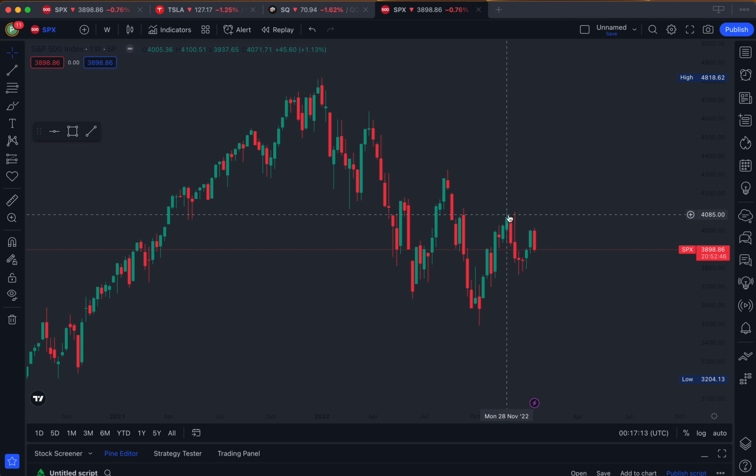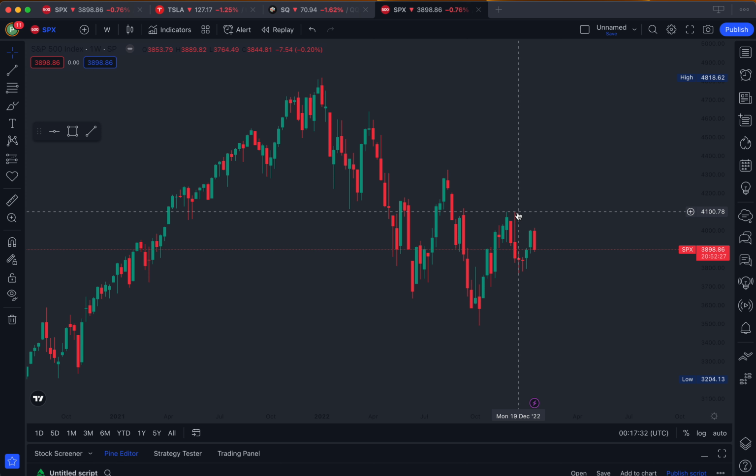So once, twice, and if we go to the left, right around here. That's a little close, but call it 4,100-ish. This is a pretty big level, right? This is, again, on a weekly chart. It came here twice and rejected.